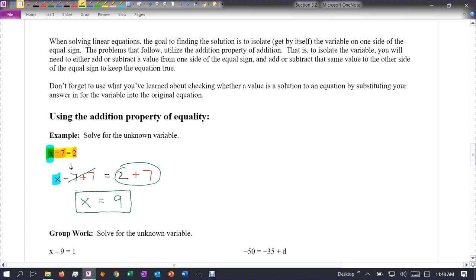Now let's just check it. Our original equation was this. If we plug 9 in for x, we should get 9 minus 7 equals 2. Sorry, I put 9 here. I meant to put 2. So is this true? Yes, it is.